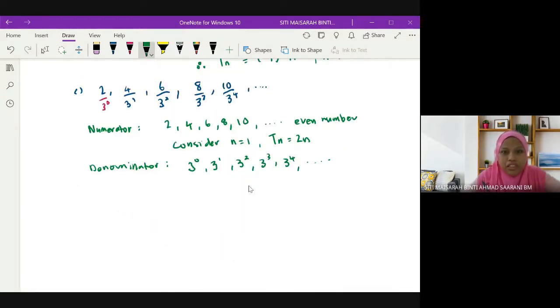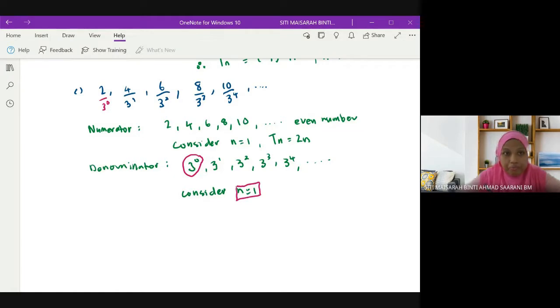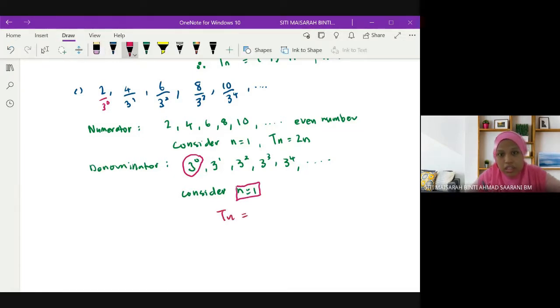Okay, then if we consider n equals to 1, let's say we take the first term, our first term is 3 power 0. If it is 3 power of n, this one becomes n equals to 0. But now we want to consider n equals to 1. So if n equals to 1, we suppose n minus 1. If we put n as 1, it becomes 3 power 1 minus 1, which is 3 power of 0. So the nth term is 3 power n minus 1 in this case. So you have to think a little for this part. So for the denominator, the nth term Tn is 3 power n minus 1.